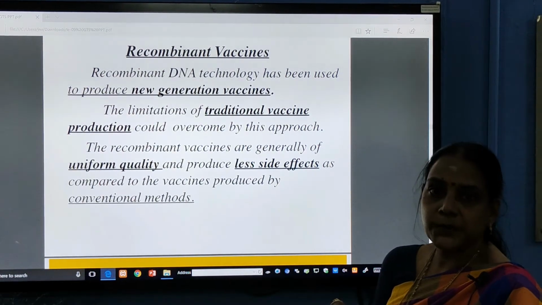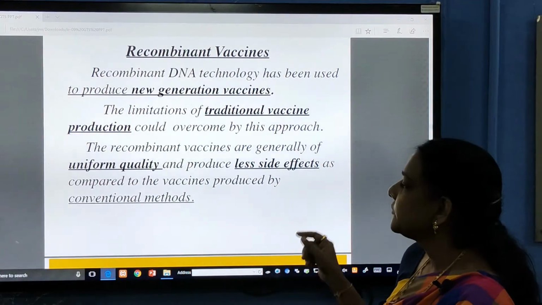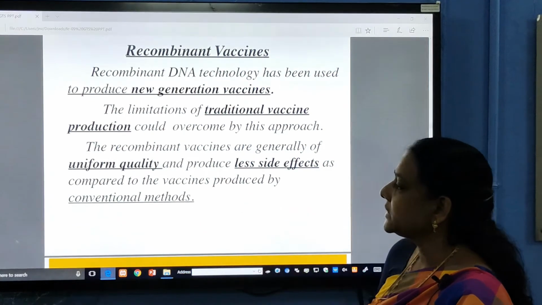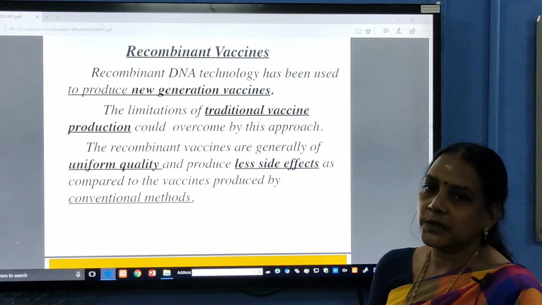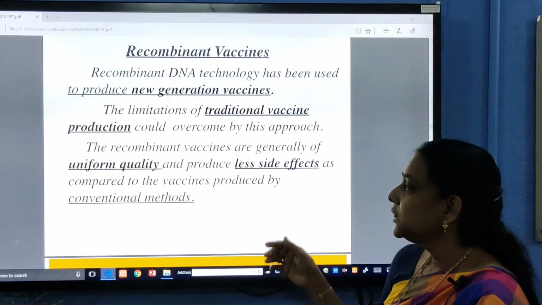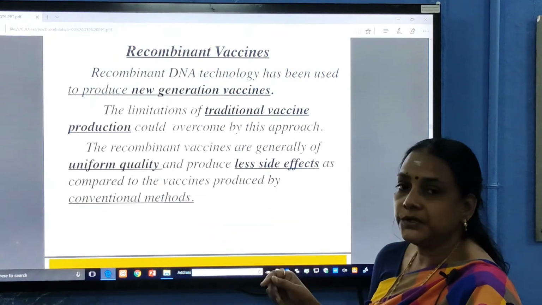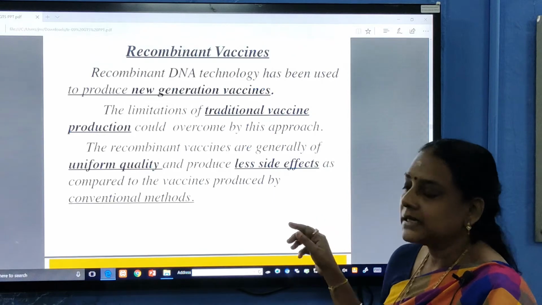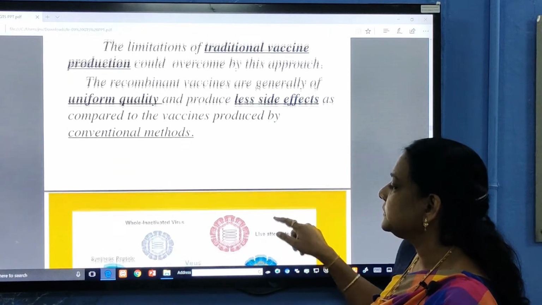That is what we expect, isn't it? Fewer side effects when compared to the vaccines produced by the conventional methods. Earlier we have produced so many vaccines by conventional methods. So here we need uniform quality and also expect fewer side effects, isn't it?